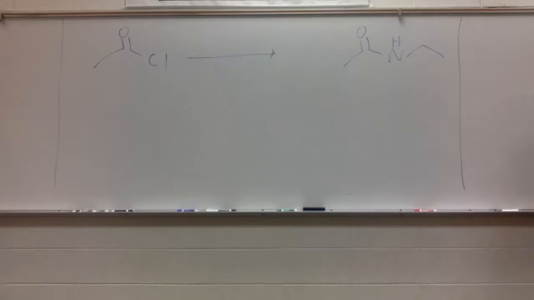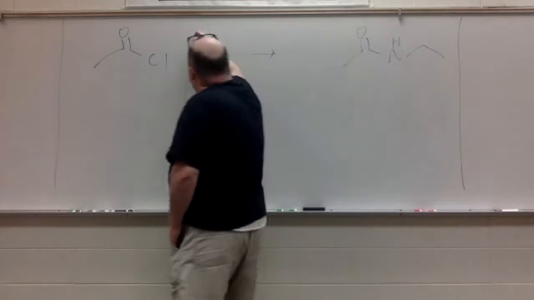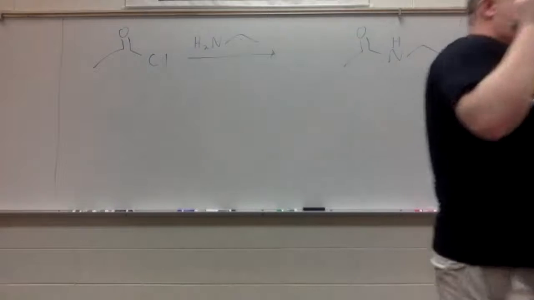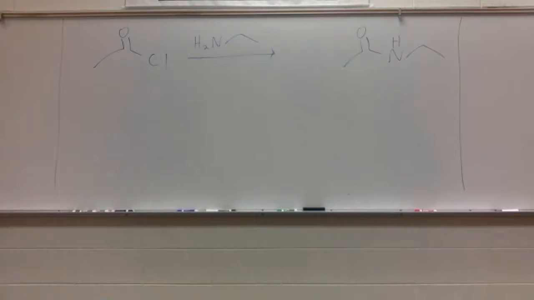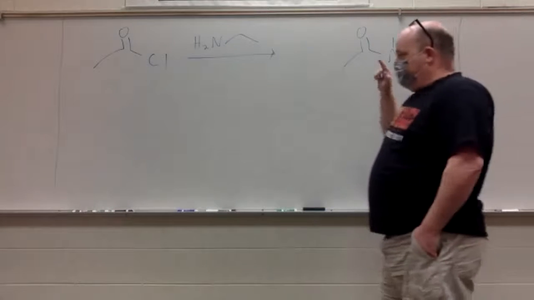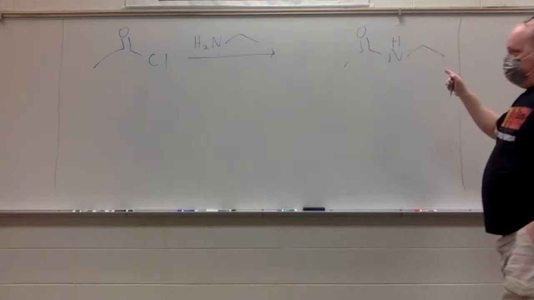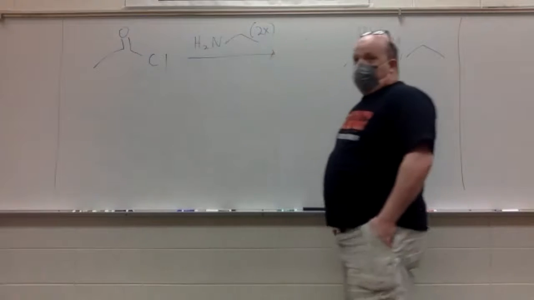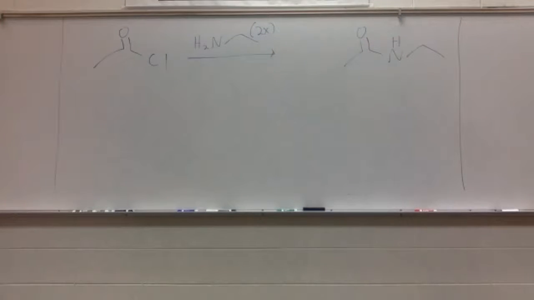Yeah, it is. Yeah, just a two-carbon amine. A primary amine, all right? Remember this. So if you want to make a primary amide from an acid chloride, use ammonia. If you want to make a secondary amide, use a primary amine. Mechanism works exactly the same way as the last one did. The only difference is the presence of that R group. Okay?